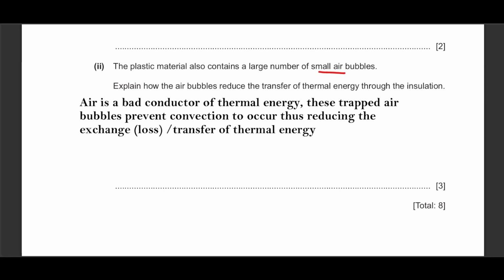So the air is a bad conductor, again stating a fact, then link this with a reason. The trapped air prevents convection current, or convection, from occurring, which eventually prevents the loss of energy, or transfer of thermal energy. Hence, it becomes an insulator.